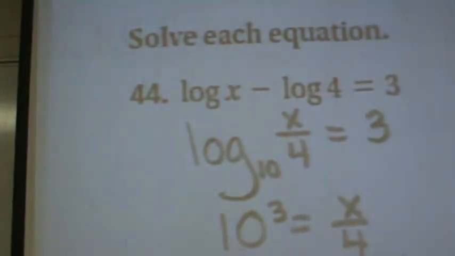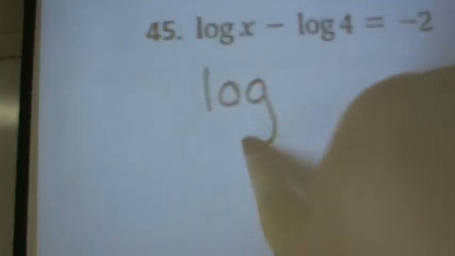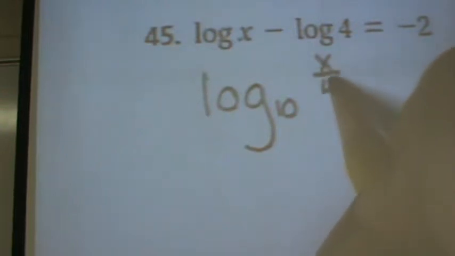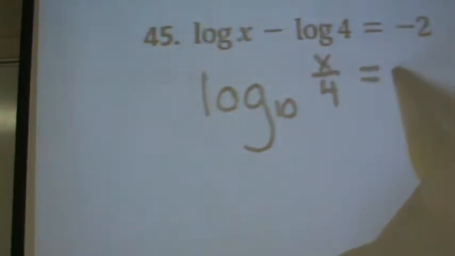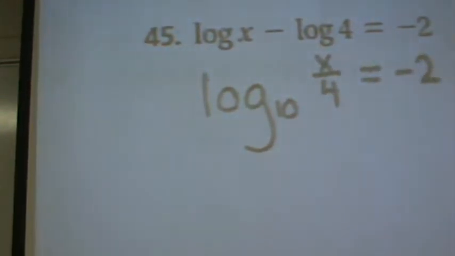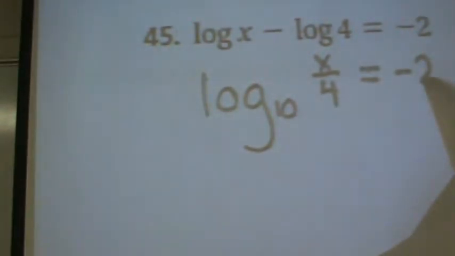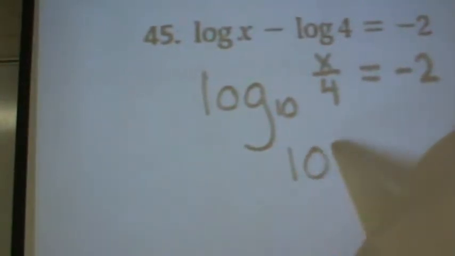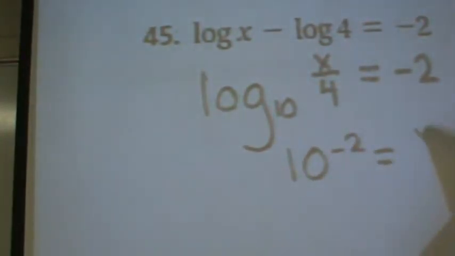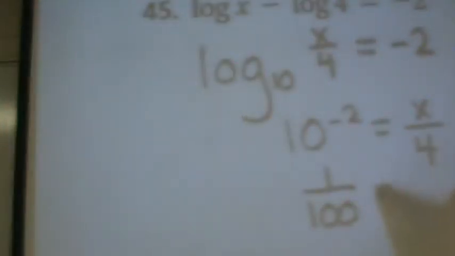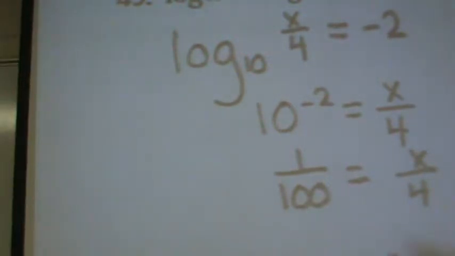Keep going. Alright, log base 10 of x over 4, base 10, minus 2 equals, just minus 2. Then you rewrite it, so 10 to the negative 2 power, which would be 1 over 100, equals negative 2. And then you add 2 on each side, or no, x over 4.